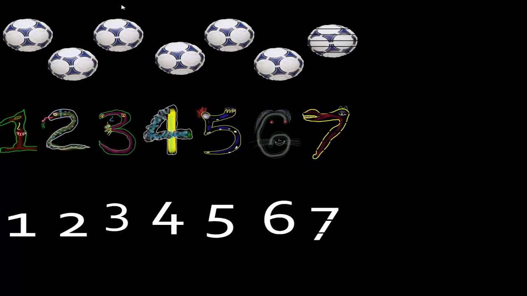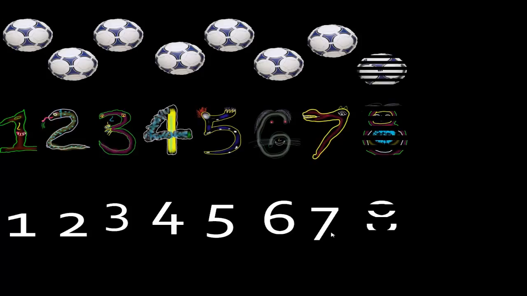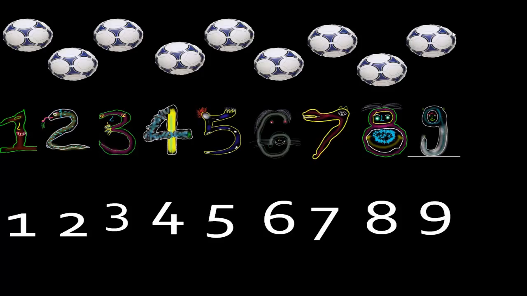Okay, now there are seven balls, 1, 2, 3, 4, 5, 6, 7, right? And to represent these whole seven balls, we write like this, okay? Now there are eight balls, right? And to represent these whole eight balls, we just write like this, one circle, and just below there is another circle, both are attached, right? This is called eight.